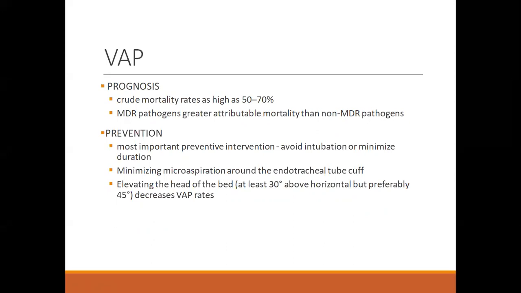So how to prevent VAP? The most important preventive intervention is to avoid intubation or minimize its duration. Minimize microaspiration around the endotracheal tube cuff, and elevate the head of the bed to at least 30 degrees above horizontal, but preferably 45 degrees. This decreases VAP rates.